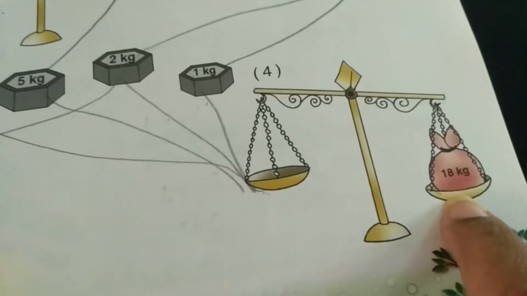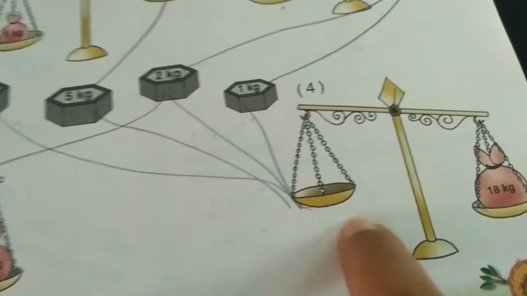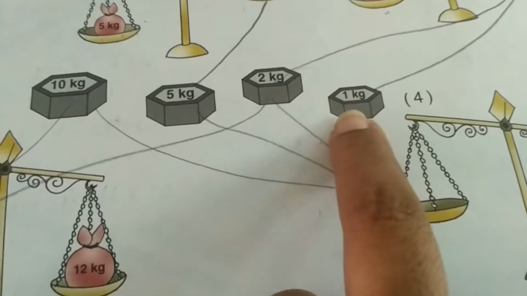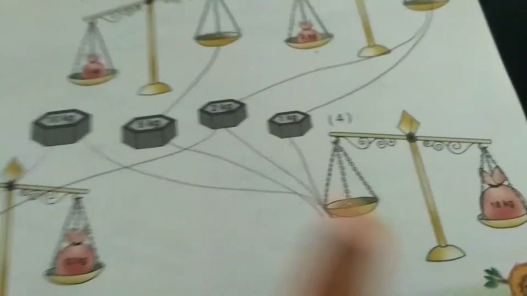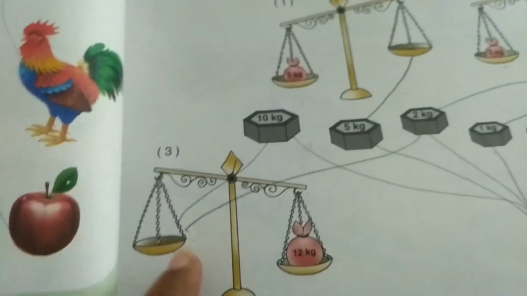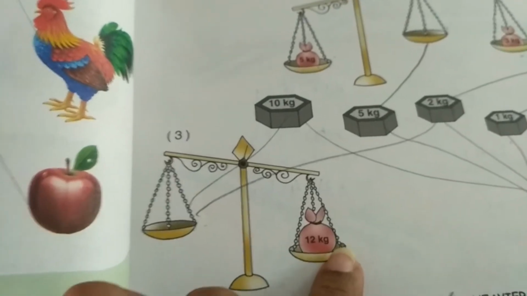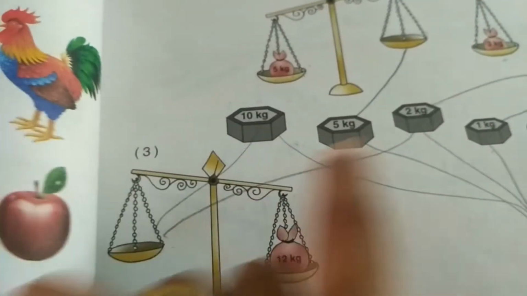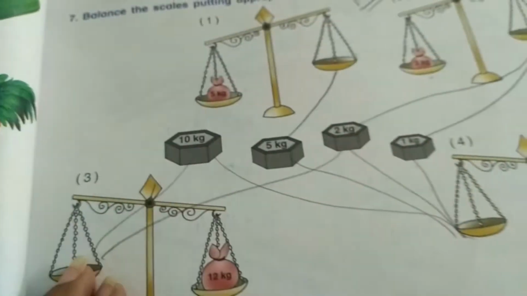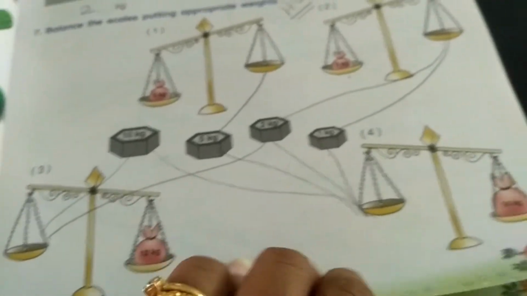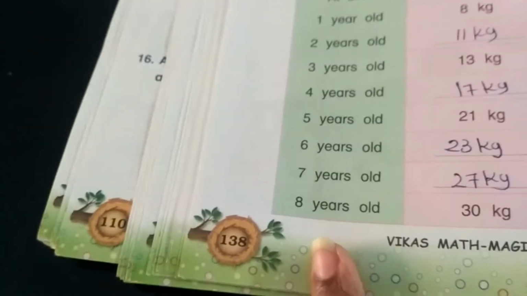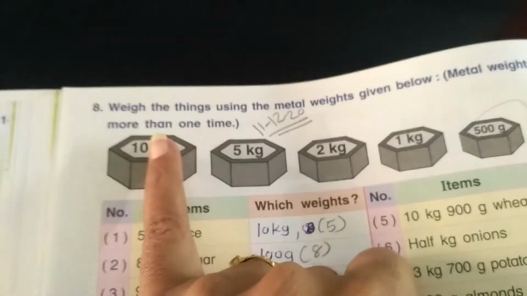Number 4, 18 kg. So here we have to put the 18 kg weight. So 2 plus 1, 3 plus 5, 8 plus 10, 18. Okay. So 10 plus 8, 18. Here 12 kg. 12 kg means here 10 kg and 2 kg. It's equal to 12 kg. So this is the way we can balance both the pans by putting equal weight on both sides. Now on the next page, page number 138, we will find another exercise number 8.